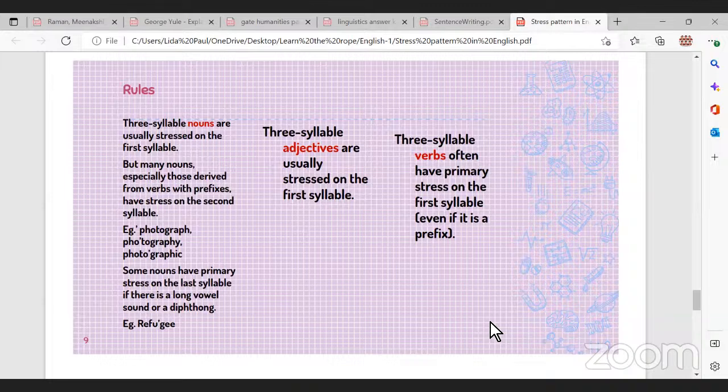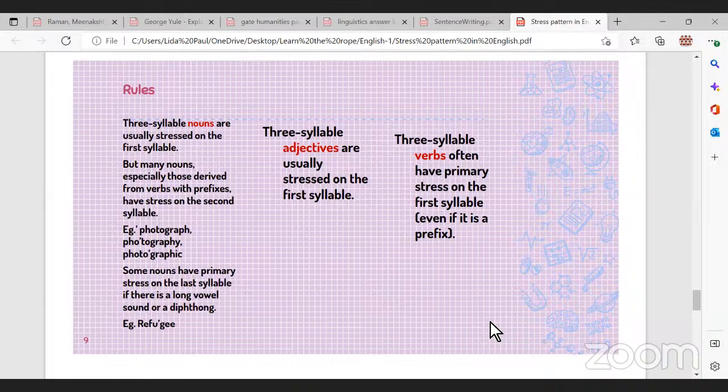Then, photography and photographic are both trisyllable words, whatever they are. I mean, 3-syllable words. So in photography, photo is 2 syllables, and the second syllable, graphy, is the third one. Yes, it is photo and graphic. In photographic, photo is 1 syllable, the first syllable. Photographic has 4 syllables, not a 3-syllable word.